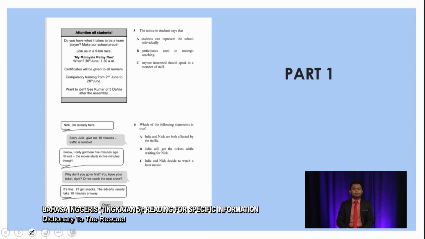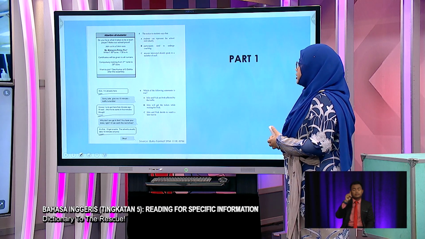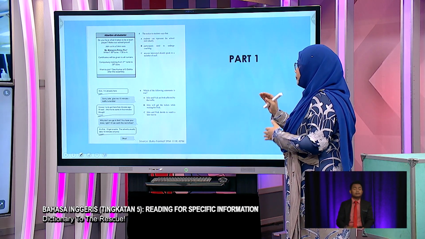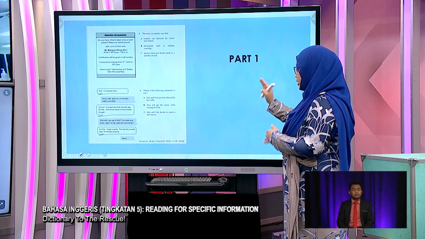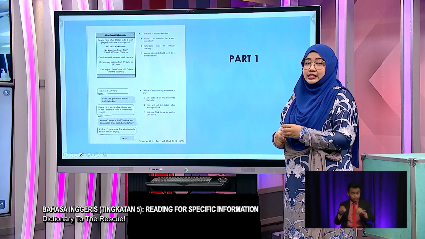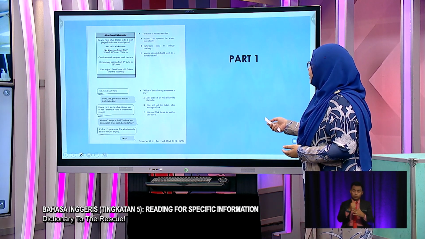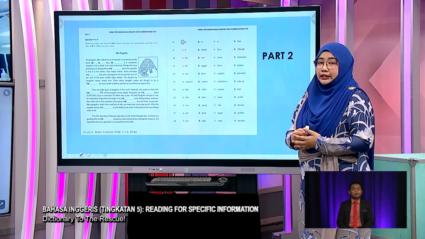Meanwhile, the next part would be attention to all students, so it's a notice as well. And then for number 6, it's a dialogue. So there's a variety of text types for part 1. And it's a multiple choice question whereby pupils would have to choose A, B, or C as the answer. Okay, that's for part 1. Understood.